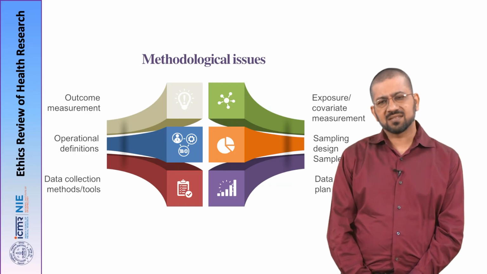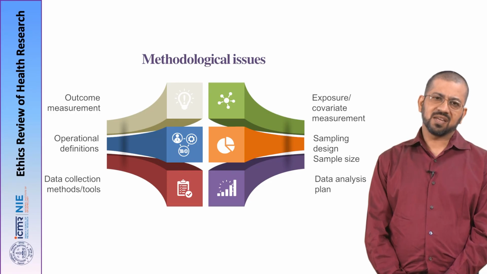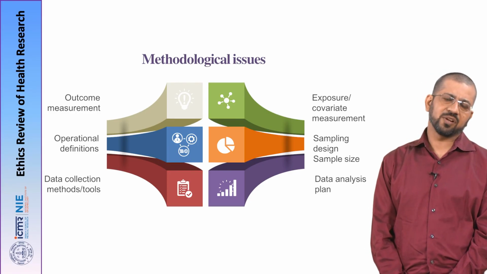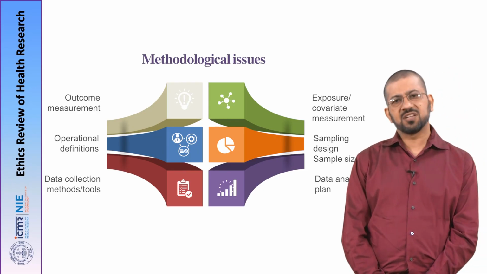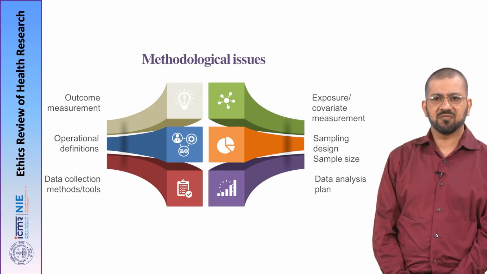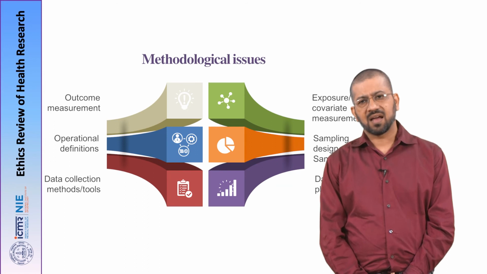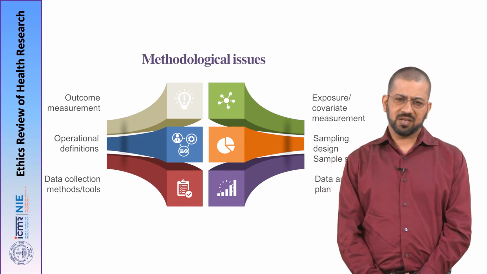Some of the key things that need to be ensured are how the investigator has defined the outcomes and the exposures that are going to be measured in the study population. Are the operational definitions for each of these measurements clearly defined? What is the sampling design, and how appropriately is the sample size calculated for that particular design?